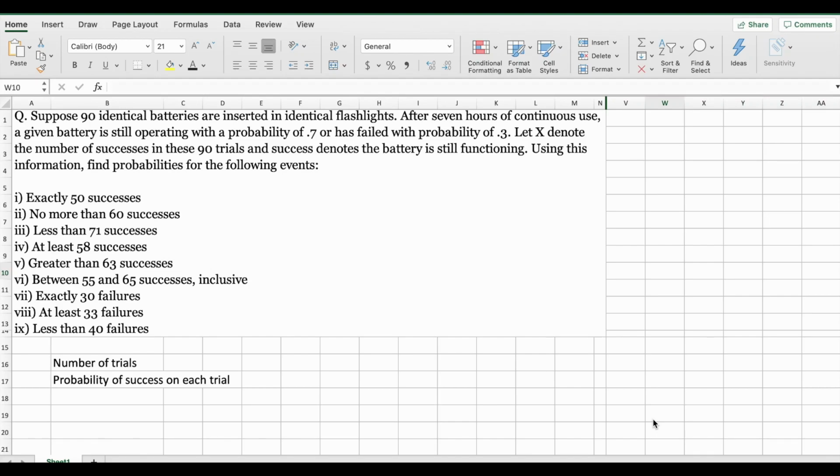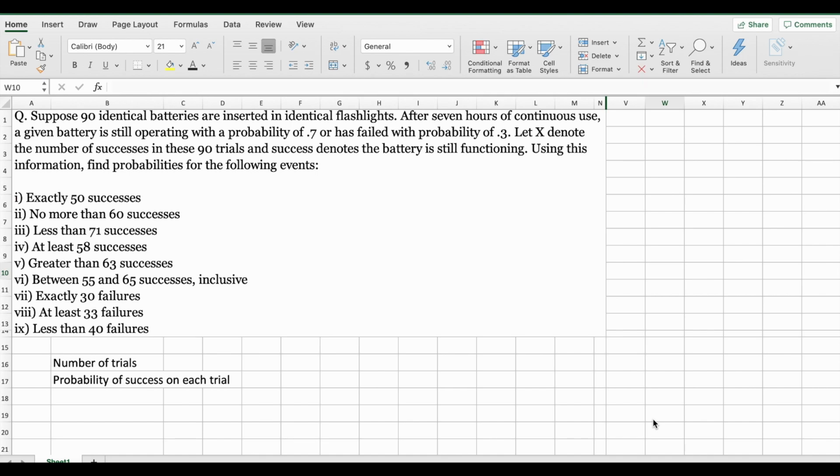Welcome back. We're now going to talk about the binomial probability distribution. The binomial probability distribution is a discrete probability distribution, and a binomial experiment has 4 properties. The first property is that the experiment consists of a sequence of n identical trials.